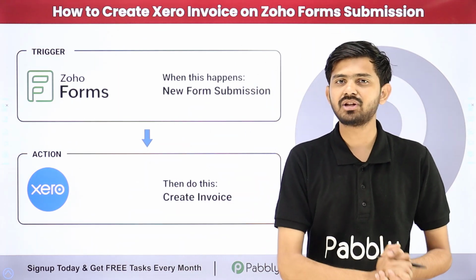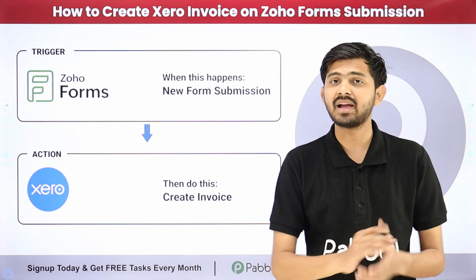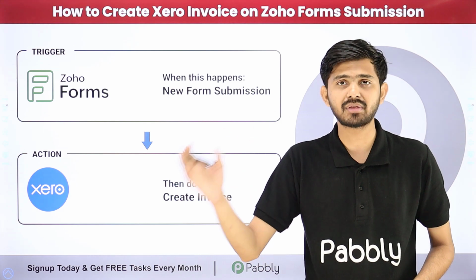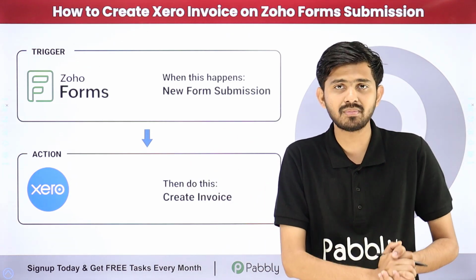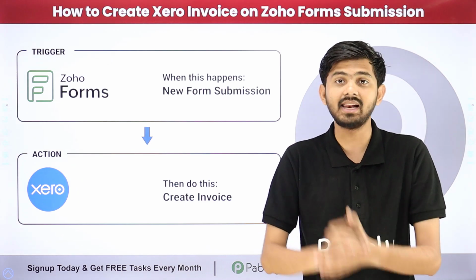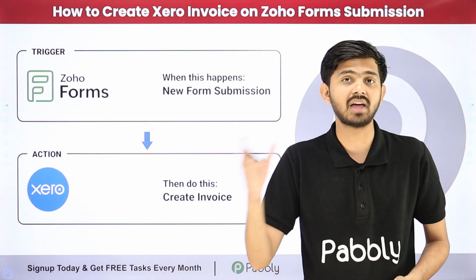So I'm selling my digital product and I have created an order form by using Zoho Forms. Now what I want is that whenever I receive a new form submission or a new order through Zoho Forms, then automatically, by using the details of that form submission or my order detail, I want to create a new invoice in Xero.